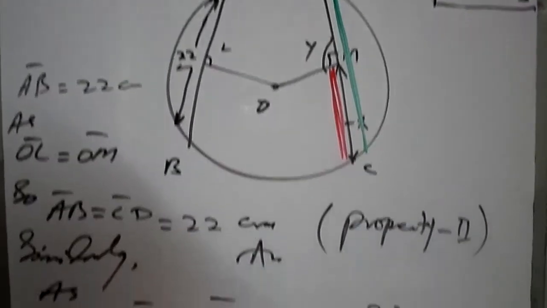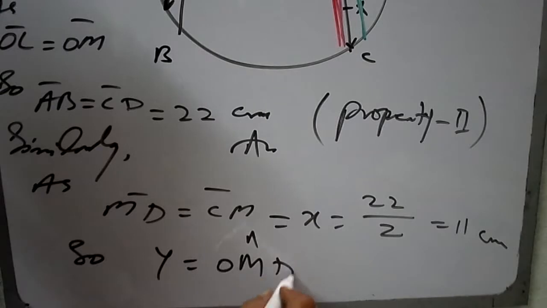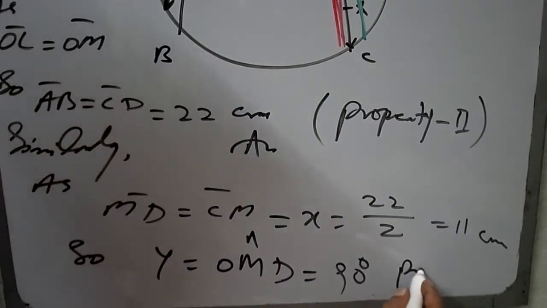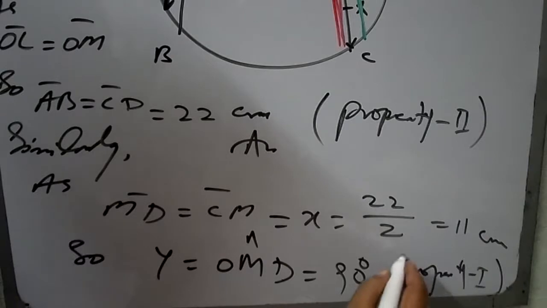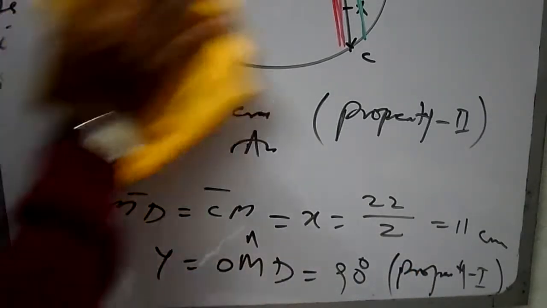The value of y is equal to angle OMD, which must be equal to 90 degrees due to property number 1. So here is your required result. Now coming to the C part.